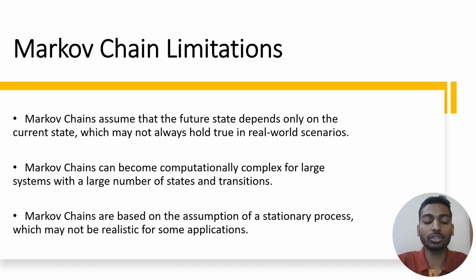Markov chain limitations. Markov chain assumes that the future state depends only on the current state, which may not always hold true for real-world scenarios. Markov chain can become computationally complex for large systems with a large number of states and transitions. Markov chains are based on the assumption of a stochastic process, which may not be realistic for some applications.